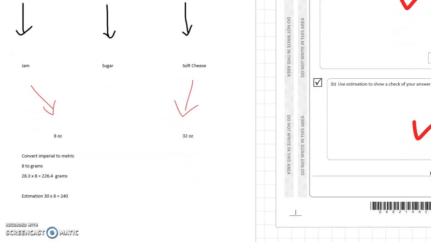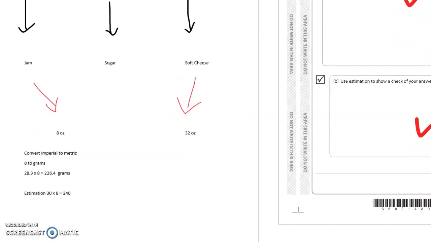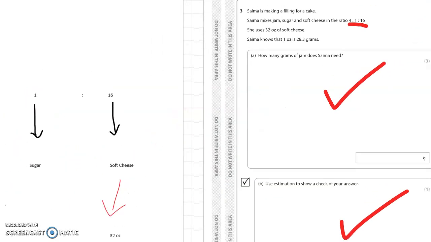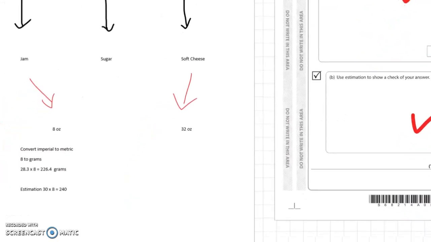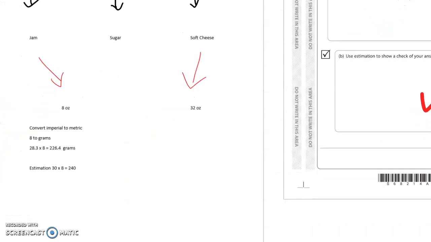Okay, so what we now need to do with that knowledge is convert imperial to metric. So it's given us a conversion, and the conversion there from ounces to grams is 28.3. So we need to apply that to turn the 8 ounces into grams. So it's 28.3 times 8. This is a non-calculator question, so we do need to work that out.